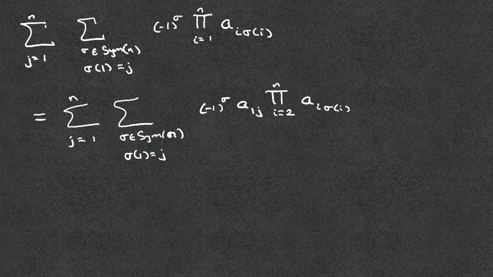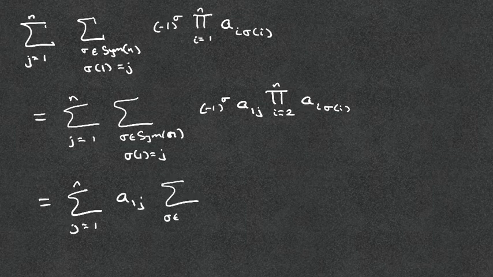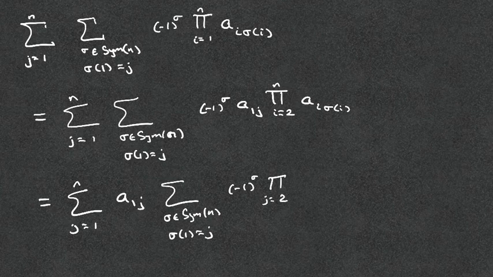So now, with our constant a sub 1j, that doesn't have any dependence on our sigma, so we can actually pull that to the outside. So we have j going from 1 up to n, a sub 1j, and then we have our sum over sigma in the symmetric group on n elements, with sigma 1 equal to j, of minus 1 to the sigma, and then our product, i goes from 2 up to n of a i sigma i.